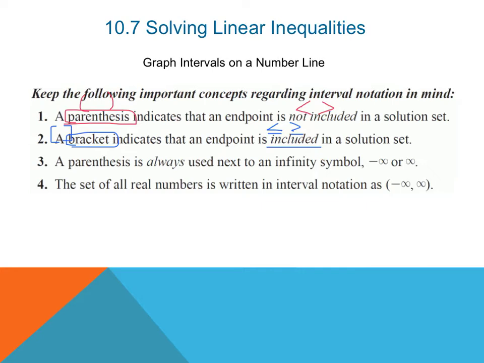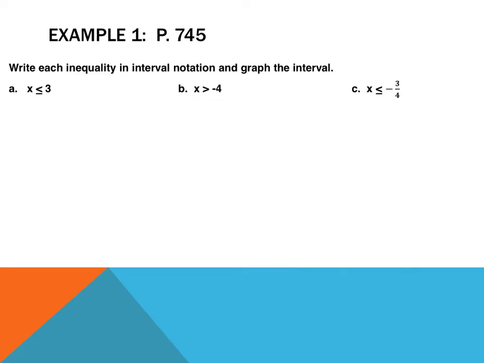And number 4, the set of all real numbers is written in interval notation as negative infinity to infinity. And we'll do some examples so you can see exactly what that means. Alright, so in example 1, we're going to practice graphing on a number line and writing an inequality in interval notation. So usually in your book it asks for the interval notation first and to graph it afterwards, but it's actually easier if you do it the opposite way. So I always graph it first.